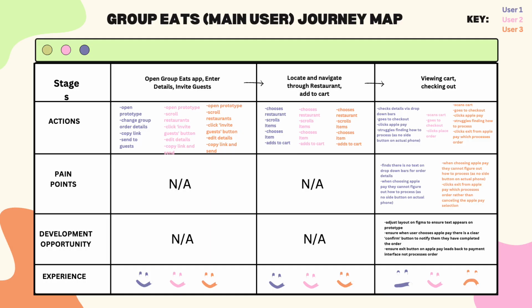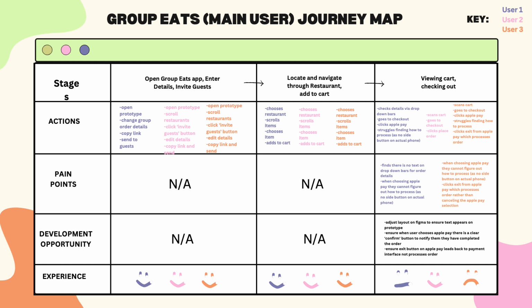This is my journey map for my main user. When opening the Group Eats app, entering details and inviting guests, this process was quite seamless and I came across no pain points or development opportunities. When locating and navigating through the restaurant and adding to cart, this process was also quite seamless and there were no pain points. But when viewing cart and checking out, a couple of issues arose.